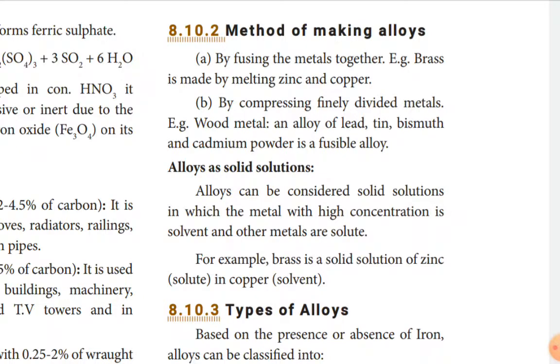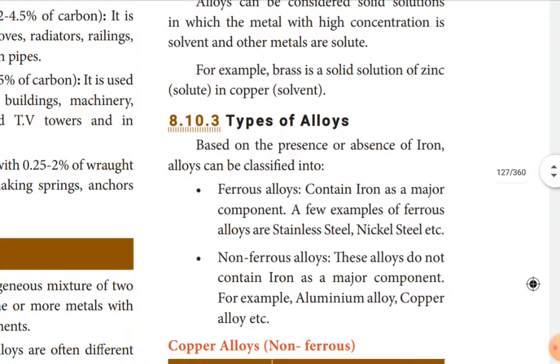Then, types of alloys. Based on the presence or absence of iron, alloys are classified. There are two types. When iron is the major proportion, that is called a ferrous alloy. When iron is not the major component, that is non-ferrous. Ferrous means iron. Ferrous alloys contain iron as a major component. So most of the proportion is occupied by iron, and the remaining components occupy very little proportion.